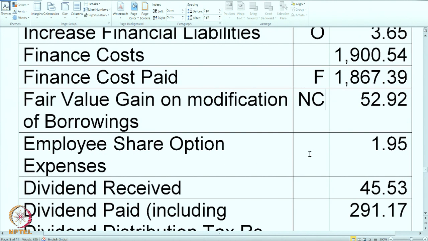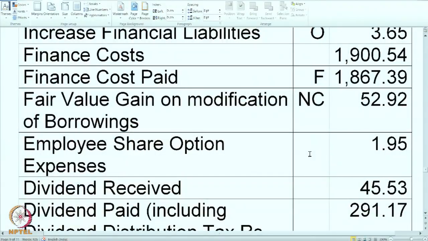Employee share option expenses. What is employee share option? Employees are issued shares either as free or at a discount, which they can convert into equity shares. This is to incentivize the employees, but for us right now it's a finance item or it's an O type of item. It can go either way, but we'll mark it as O.